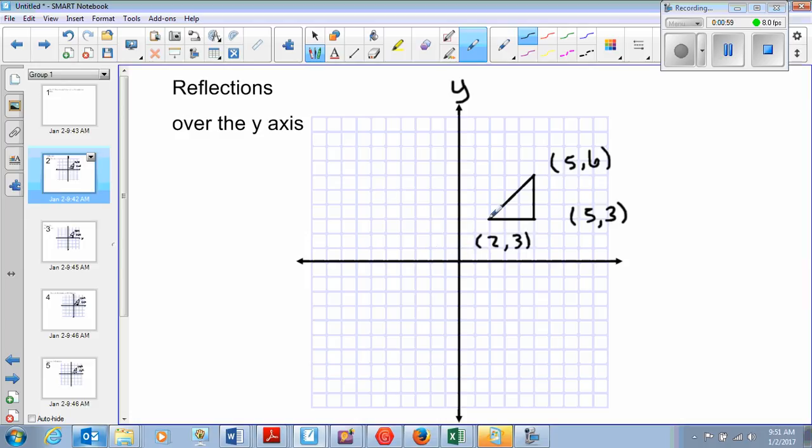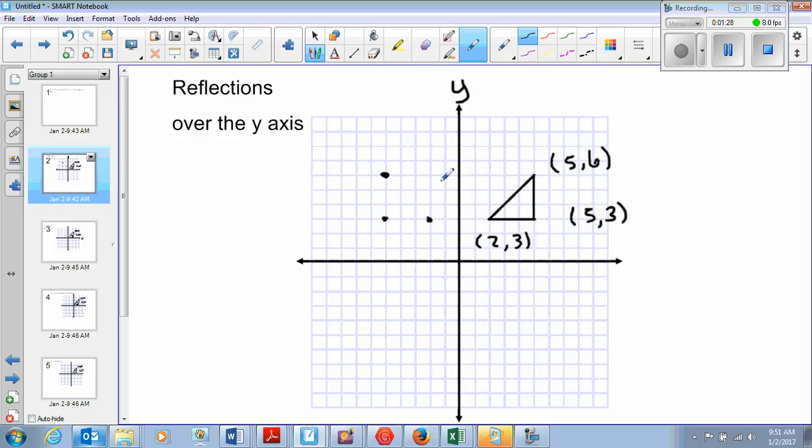So I want to see this point the same distance from the y-axis over here, so right there. And I want to see this point the same distance from the y-axis except reflected over here. So it's 5 away, so we're going 1, 2, 3, 4, 5. And same thing here, this one's also 5 away, so we want to see it in the same line, 1, 2, 3, 4, 5 away. So notice what happens when we reflect across the y-axis.